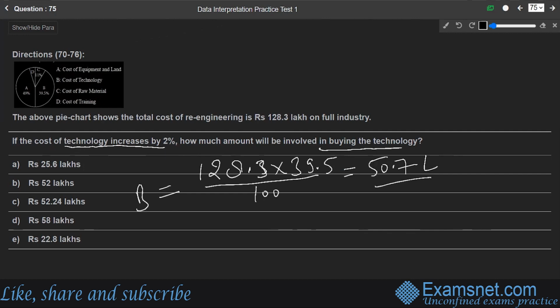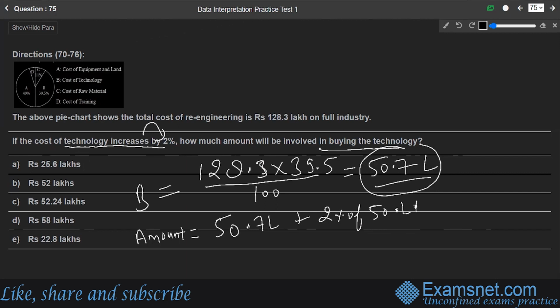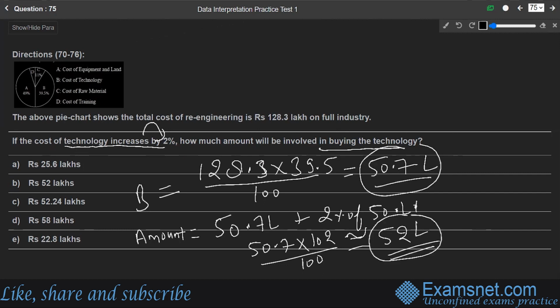Now he says the cost of technology increases by 2%. So how much amount will be involved in buying the technology? Clearly the amount involved will be 2% more than 50.7 lakh. The amount involved will obviously be 50.7 lakh plus 2% of 50.7 lakh. This can be calculated as 50.7 lakh into 102%, and that value comes out to be approximately 51 point something, which can be estimated as 52 lakh rupees. That is the right answer, option B.